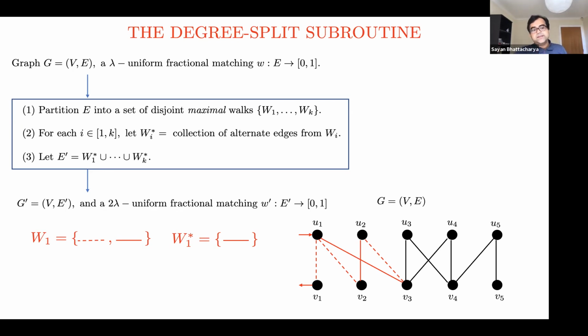We now remove these edges in W1 from the graph G, and we start another walk from V5, let's say. And now I'm going to color the alternate edges in this walk using dashed blue and solid blue.